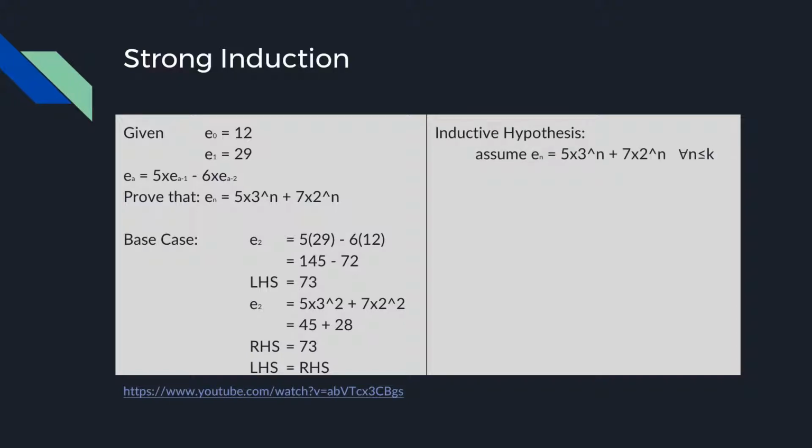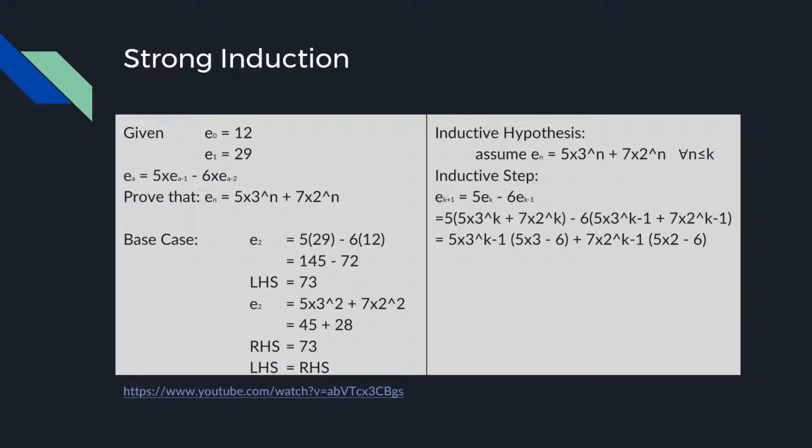Now we come to the major difference, the inductive hypothesis. So we're going to assume that E(n) is equal to 5 times 3^n plus 7 times 2^n for all n less than or equal to k. And we get this from the base case working. We can move to the inductive step, where E(k+1) is equal to 5 E(k) minus 6 E(k-1). We substitute the equation for E(n) for the variables k and k-1.